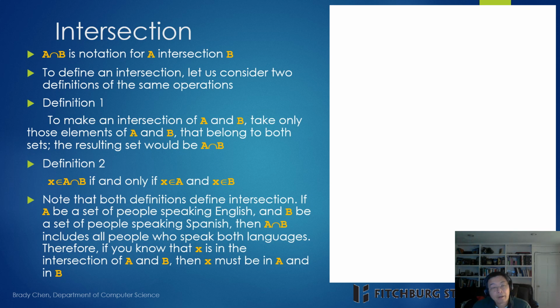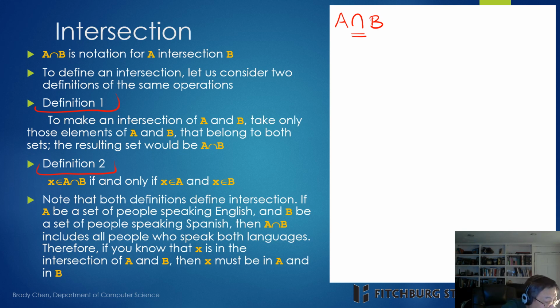Now here's another operation. It's called intersection. For intersection, we use the notation A intersection B. It looks like the English letter U, but it's upside down. Now to define an intersection, let us consider two definitions. Again, we have two definitions, definition 1 and definition 2, which are very similar to the definitions for the union.